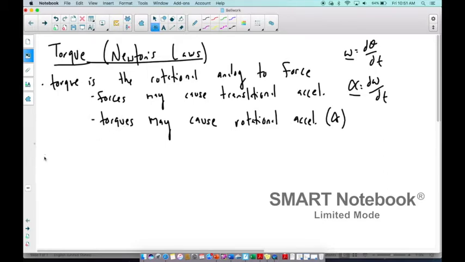So let's define torque now mathematically. This is the Greek letter tau. It just looks like a fancy T, right? That is the abbreviation for torque.